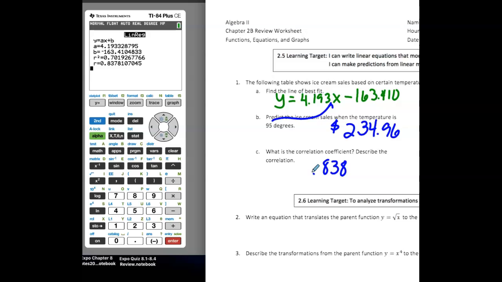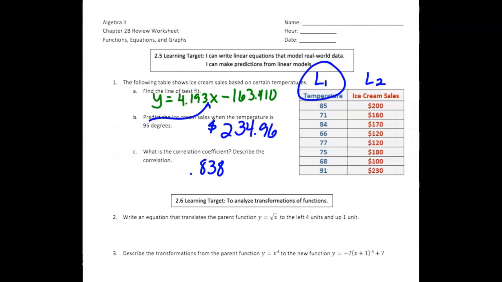Is that a good correlation? What does it represent? It represents a positive sloping line, right? Our R value is positive. What would our R value be if there was a perfect fit? In other words, if every single point landed on this line? It'd be a 1. It's not a 1. It's 0.8. So it's fairly strong. I wouldn't say it's wonderful, but we can say fairly strong positive correlation.